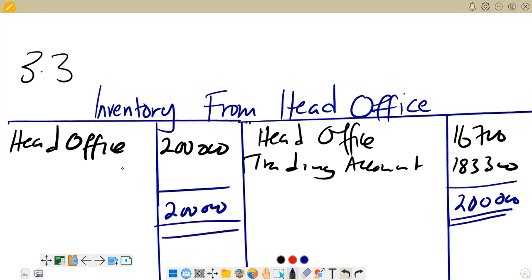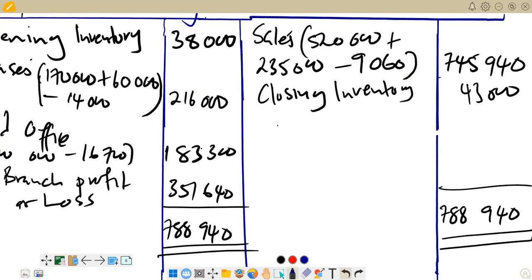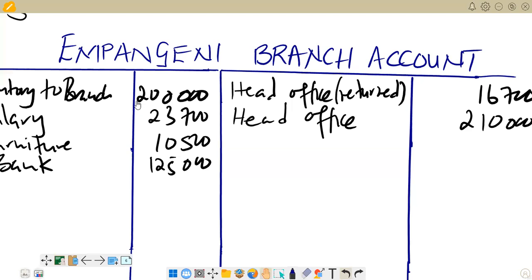So this is what we have on 3.3. Then we can move on to the next one. We are now on 3.4. On 3.4, we have the trading account, which we balance. That's the first account that we balanced at the beginning, so we're not going to be concerned about it.